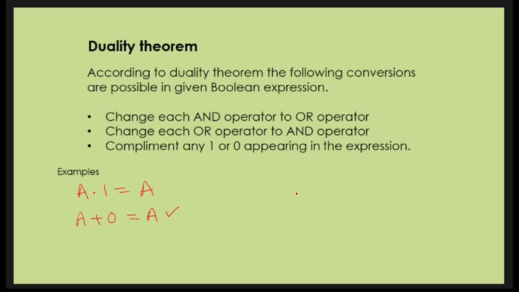Let us take another example. Say A dot 0 is equal to 0. If we change this operator to plus and 0 to its complement, then A plus 1, again 0 will be converted to its complement, that means 1, and A plus 1 is equal to 1.